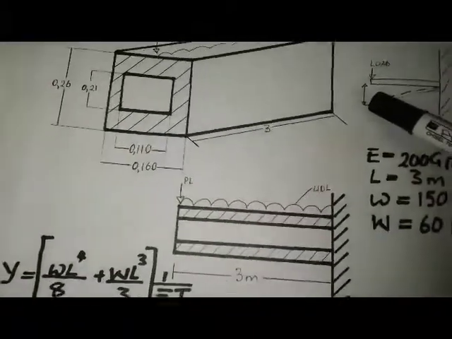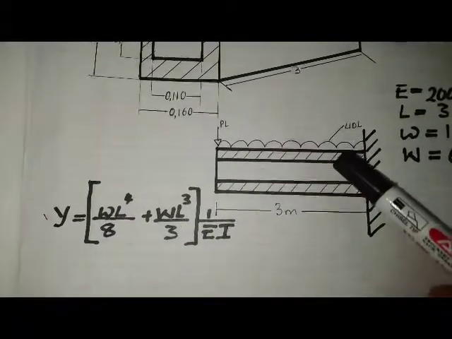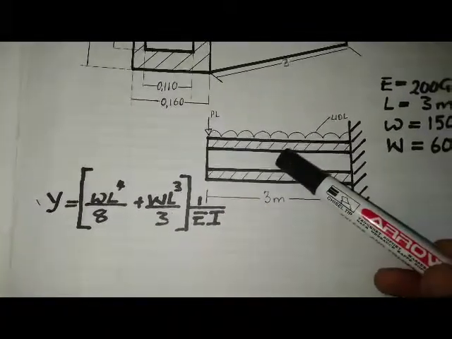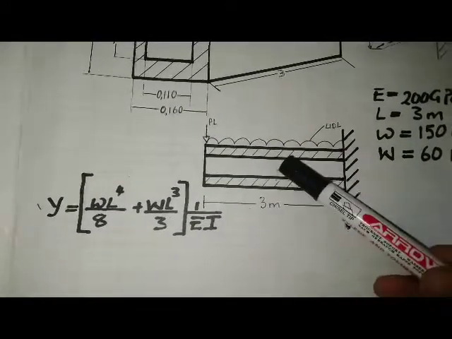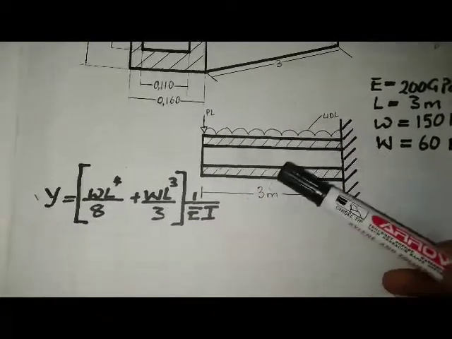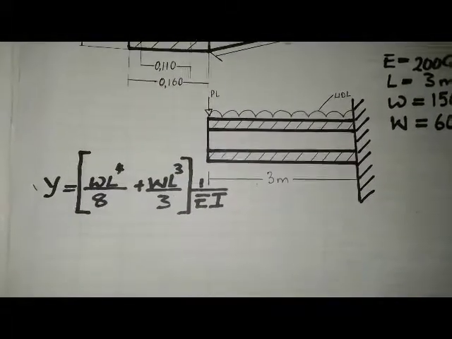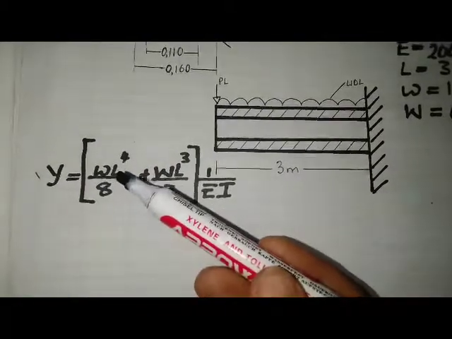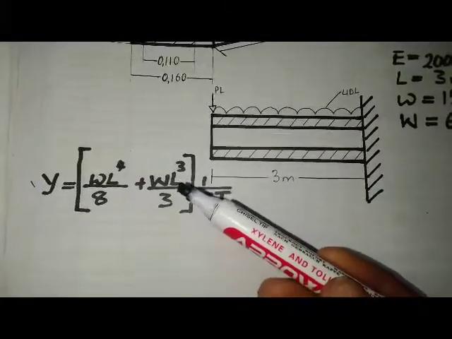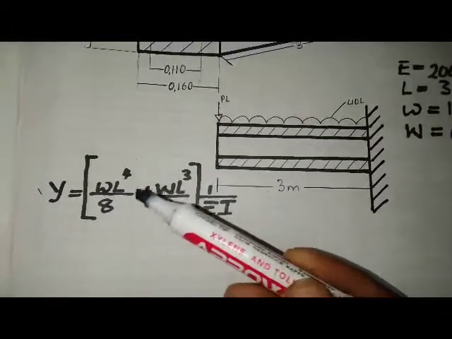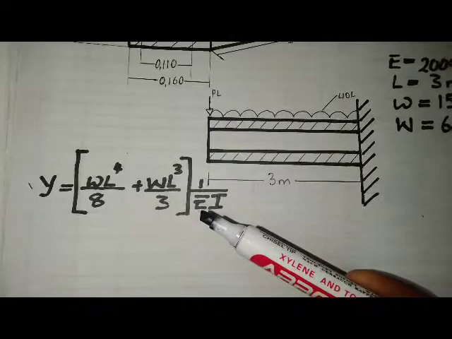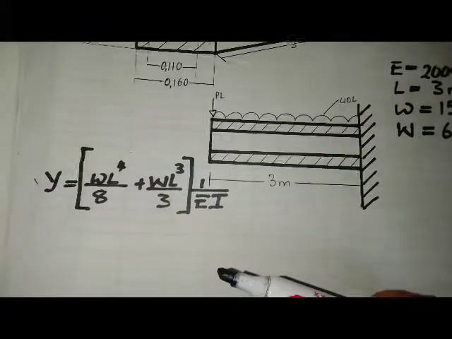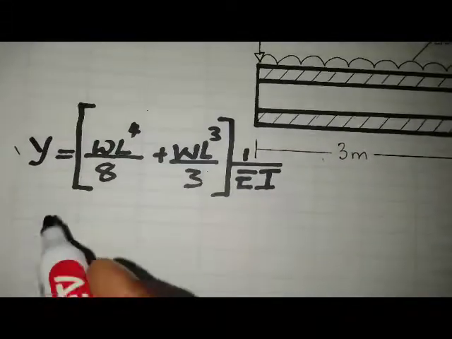So for this example, we've got a UDL and a point load. Due to the uniformly distributed load, it will deform, and also due to the point load, it will deflect. So to come up with the maximum deflection of the beam, we're going to add the deflection due to the uniformly distributed load and the deflection due to the point load. You have to know these formulas, where E is the modulus of elasticity and I is Ixx, the moment of inertia. As you can see, we can actually work this out.